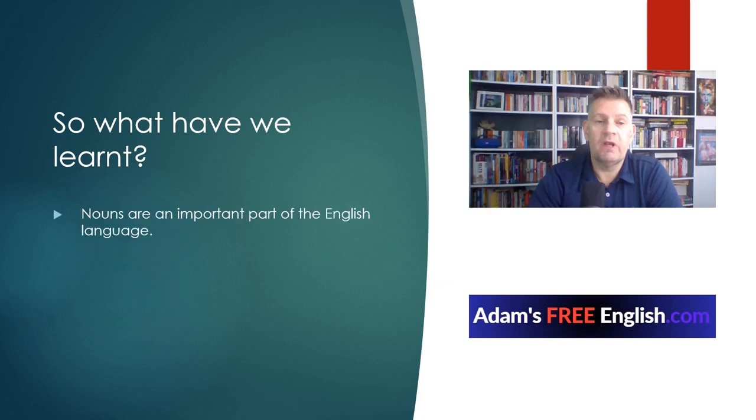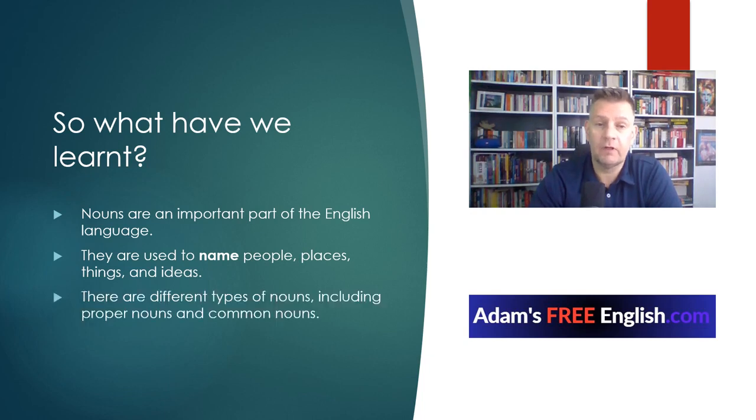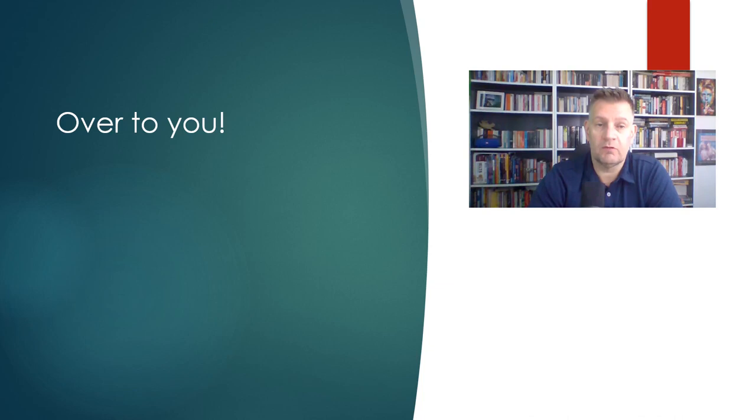So, what have we learnt? We've learnt that nouns are an important part of the English language. They're actually the most popular word type, so they're pretty essential. They're used to name people, places, things, and ideas. And that there are different types of nouns, including proper nouns and common nouns. This is just a general introduction to nouns.